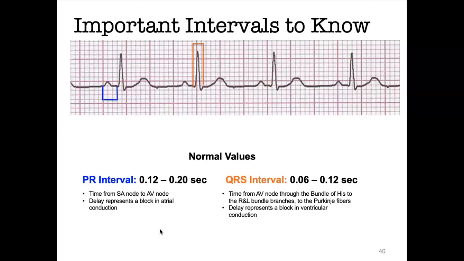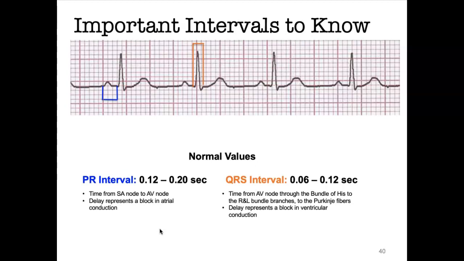And again, the PR interval is the time from the SA node to the AV node. Any delay there, if it's greater than 0.2 seconds, represents a block in the atrial conduction.